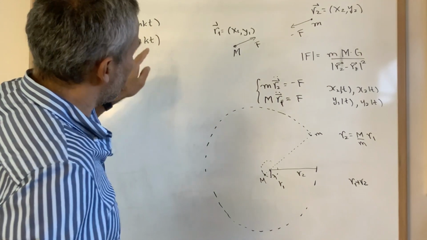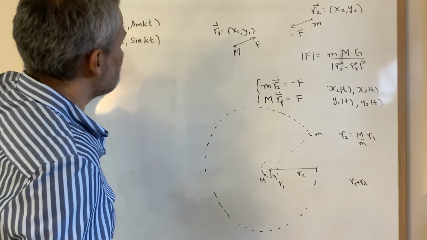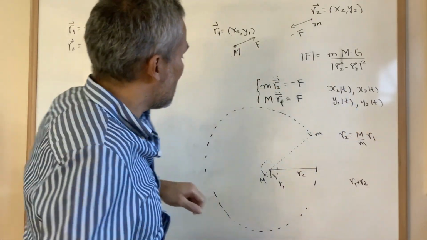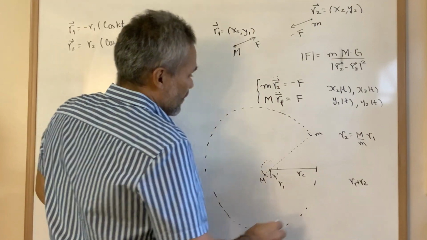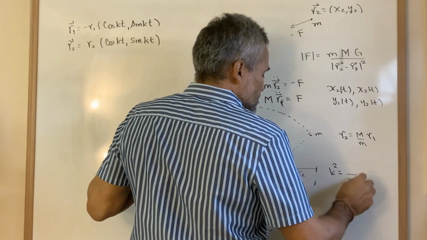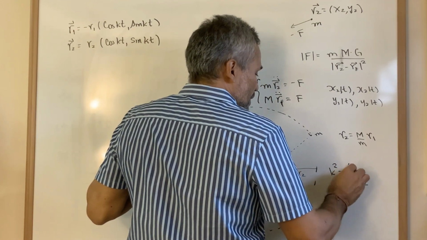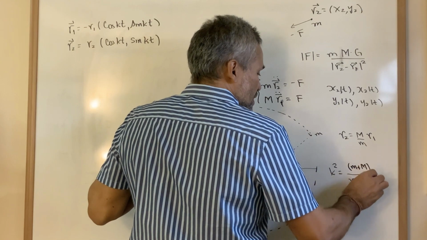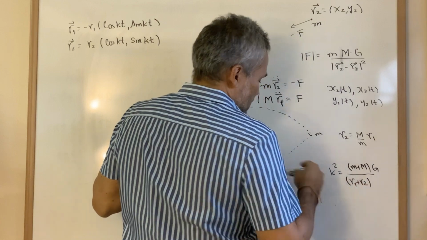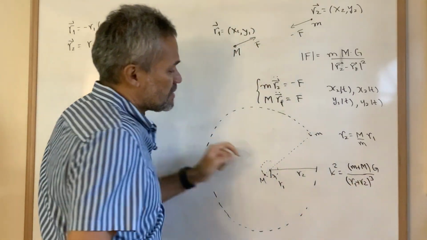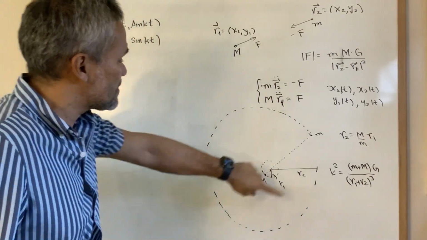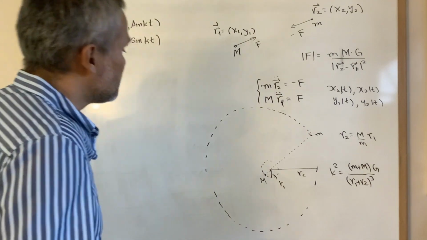Also, you can check that they solve the differential equation if the relation between the radii is this, and the angular frequency satisfies this equation. Angular frequency squared is equal to the sum of the masses times the gravitational constant over the distance between the two bodies to the power of 3. This is called the circular solution of the two-body problem.